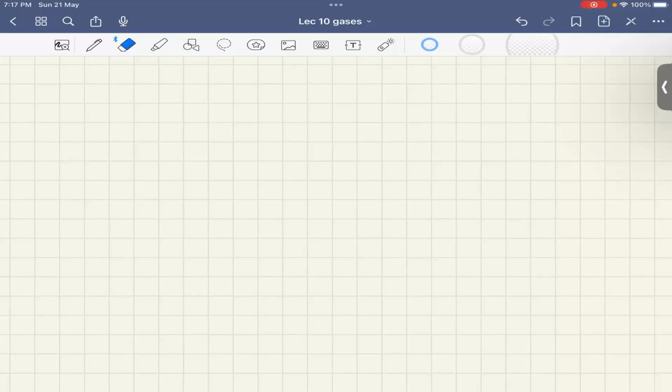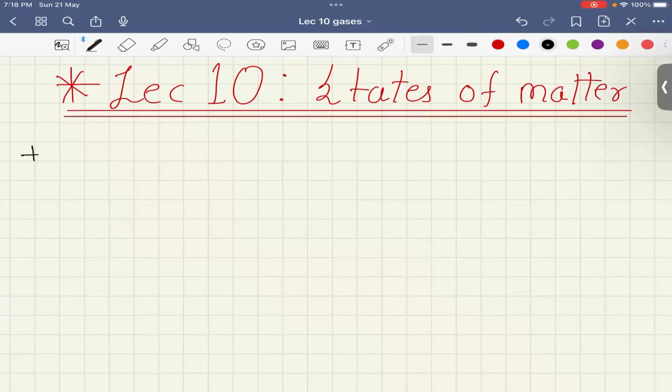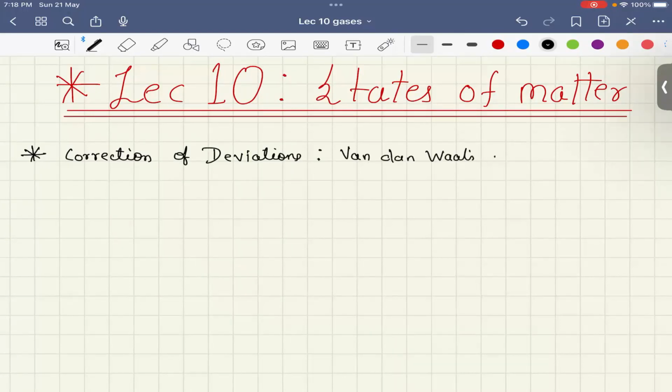And then in this class, we are going to study the corrections which were proposed by Van der Waals and which gave rise to a new equation of state, that is the Van der Waals equation of state. It's also called a cubic equation of state, right? So first, let us write this down. Lecture 10, States of Matter. The first topic which we are going to study is the correction of deviations, which is nothing but the Van der Waals equation of state for real gases.